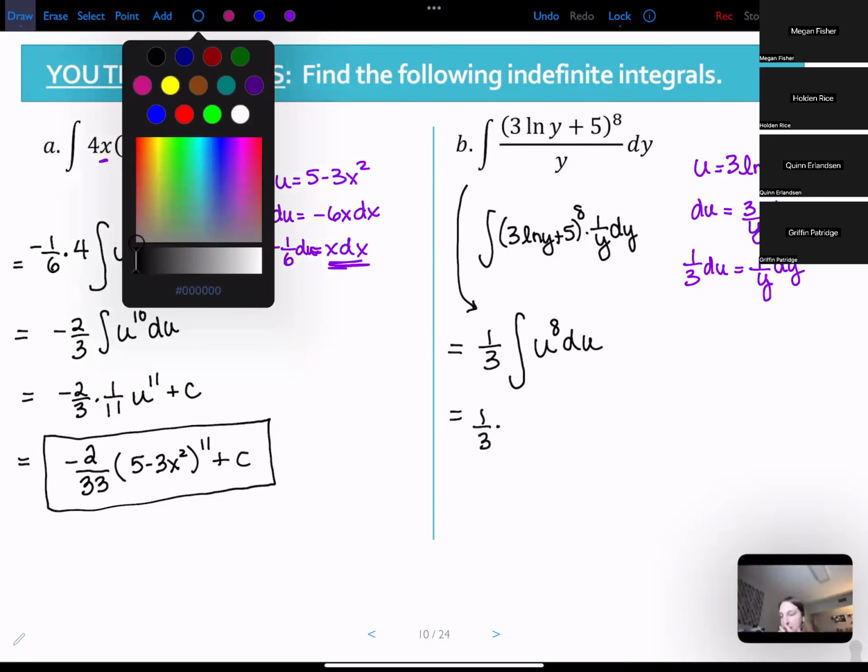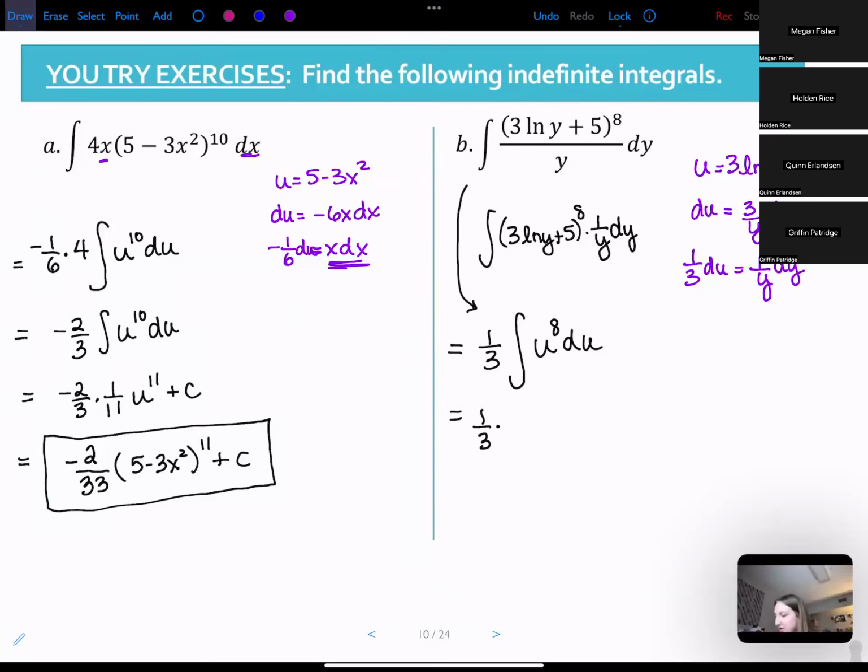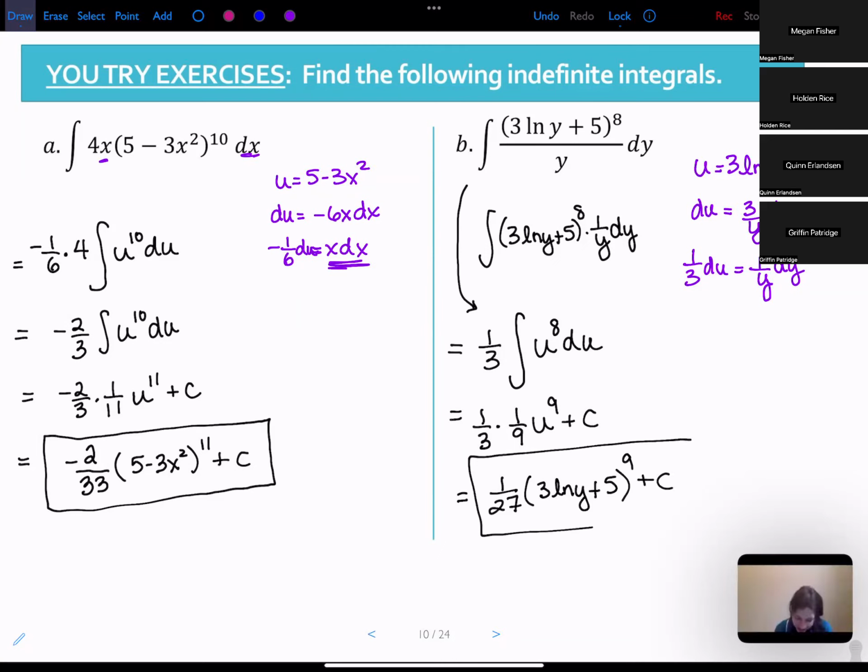And then the integral of that, I did 1/3 times 1/9 times u to the 9th plus c. And then I plugged u back in and multiplied the fractions to get 1/27 times the quantity 3 natural log of y plus 5 to the 9th plus c. I love it. Beautiful. Perfect. Good job. Very nice.